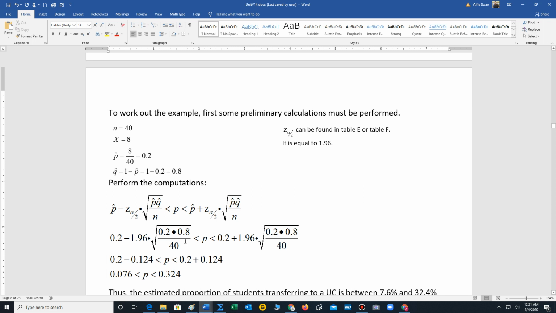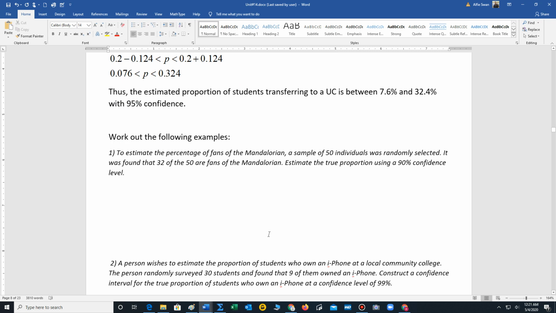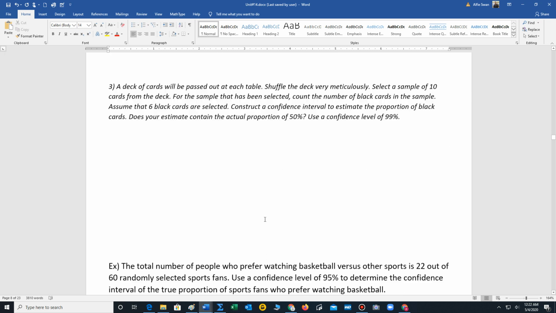And we just use our order of operations to calculate, and we end up with p, the proportion of those students transferring to UC, falling between 0.076 and 0.324. And if you want, you could convert them to percentages. We can just say, thus the estimated proportion of students transferring to UC is between 7.6 and 32.4%. And then I have a few examples for you to try.